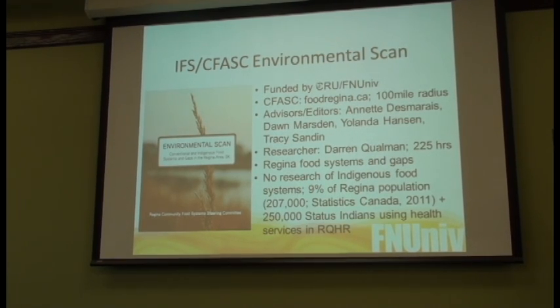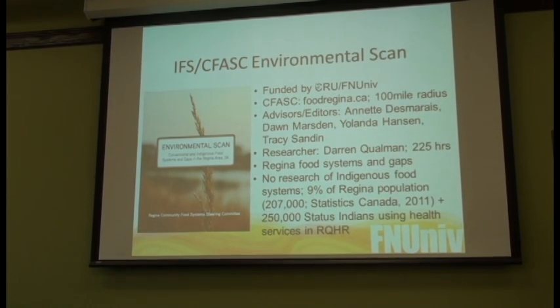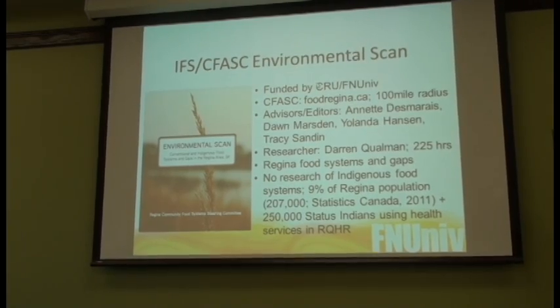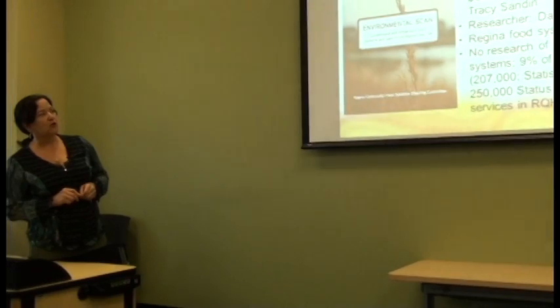and it's actually available on the website foodregina.ca. It's about a 115-page document, and the researcher that we hired, Darren Qualman, he only had 225 hours to research all the food systems within a 100-mile radius, roughly, and all the foods coming in and leaving that 100-mile radius. And the primary goal was to understand food systems and gaps in the Regina area.